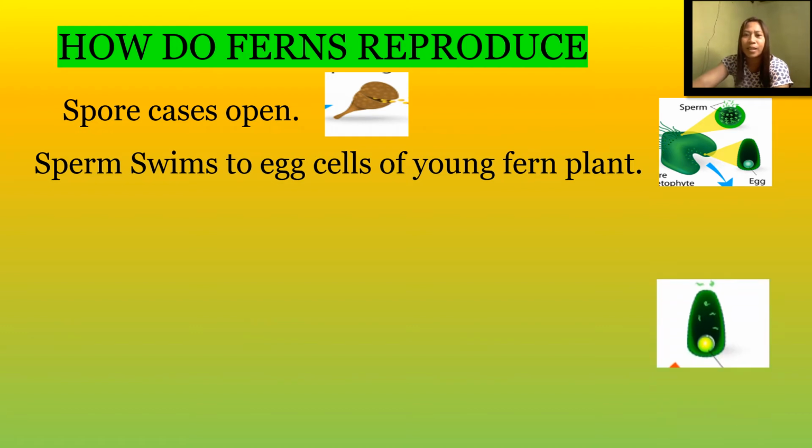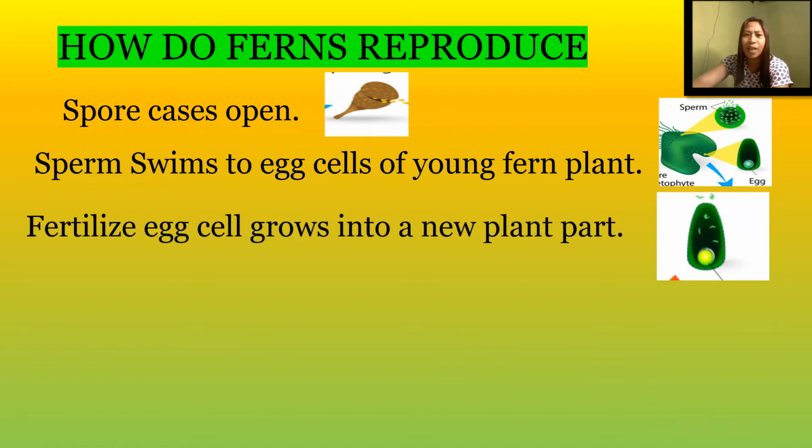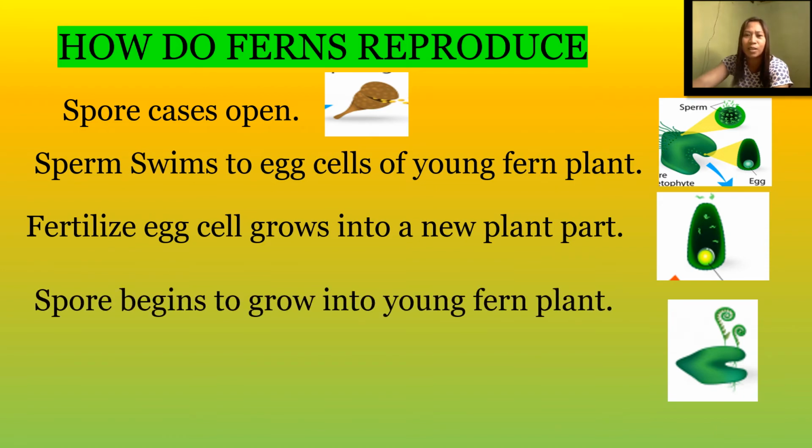Next, this is already the fertilized egg where the sperm cell and the egg cell unite. We call it the zygote already. Fertilized egg cells grow into a new plant part. Here now is the new sporophyte. Spore begins to grow into the young fern plant.